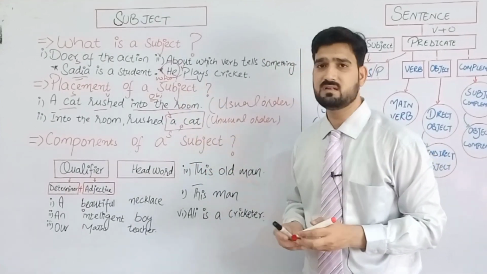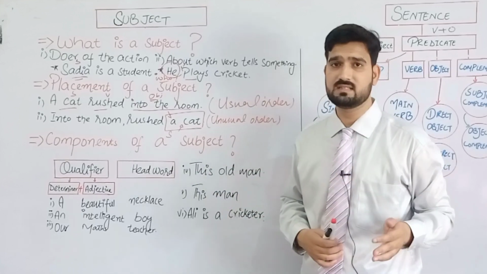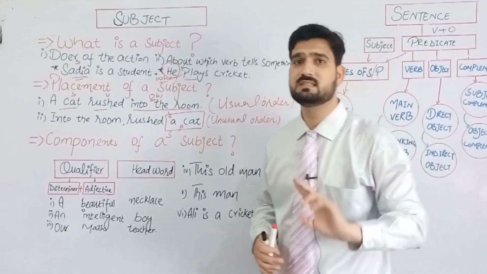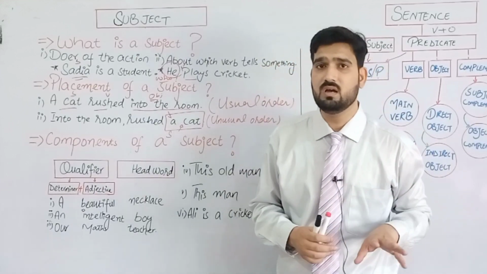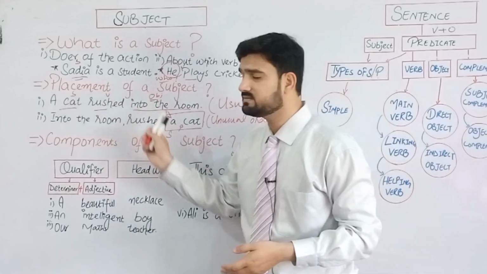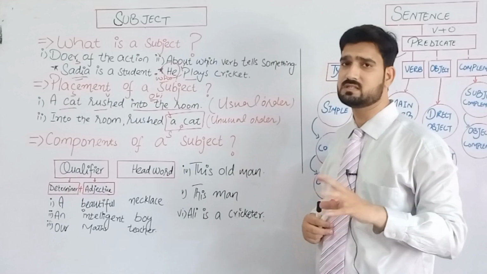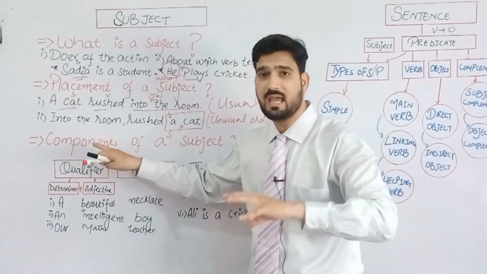So there is a placement of the subject. It can be at the start or at the end of the sentence, but it doesn't mean that the placement is wrong. So we call it a usual or unusual way. The placement of the subject can be at the start or at the end of the sentence based on its structure. So now analyze it.